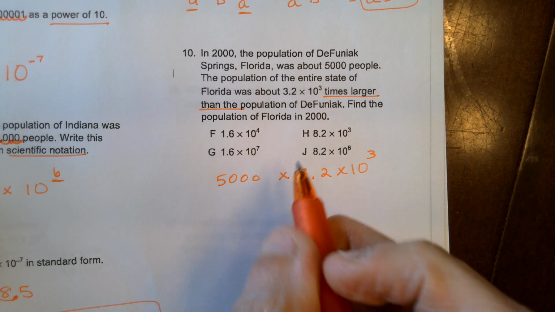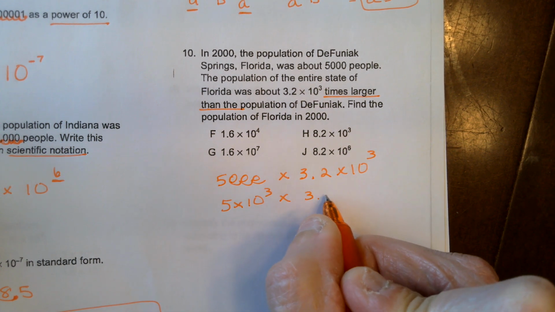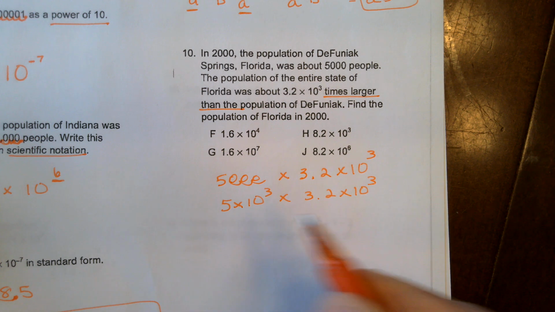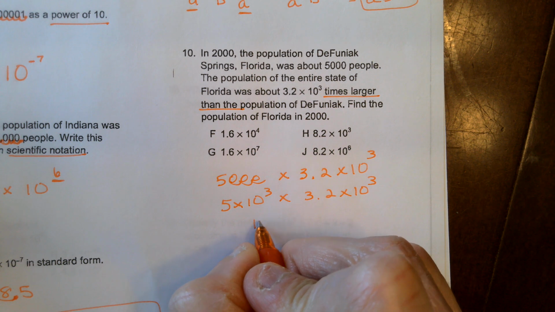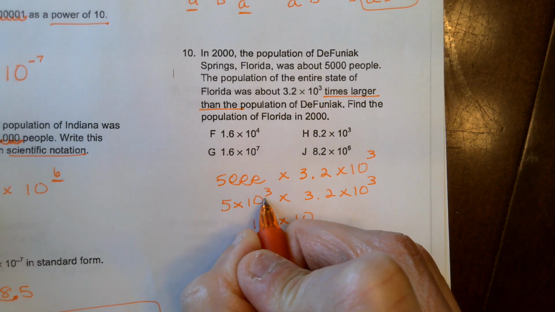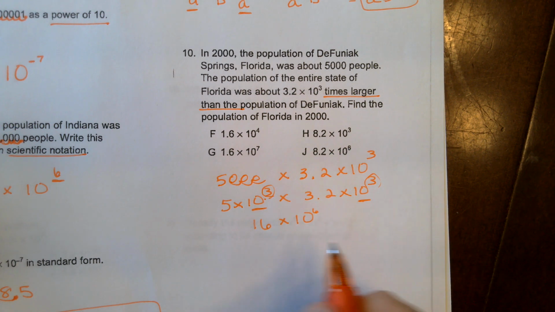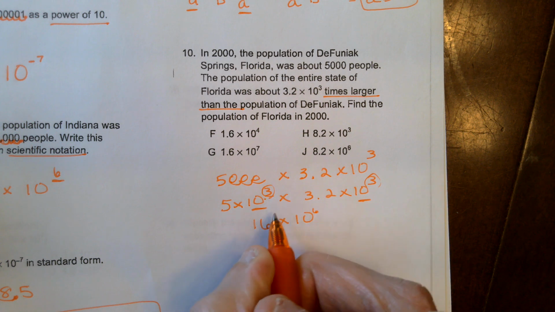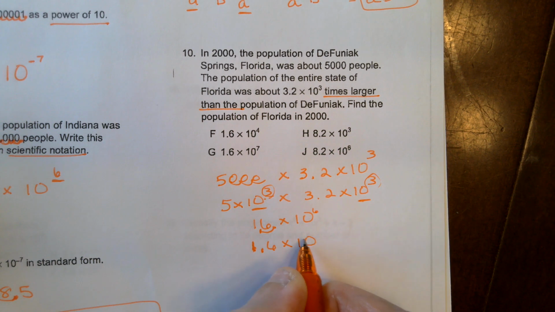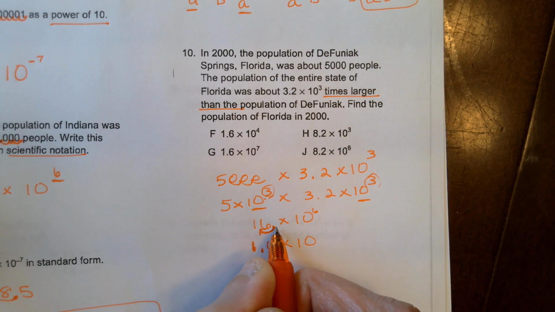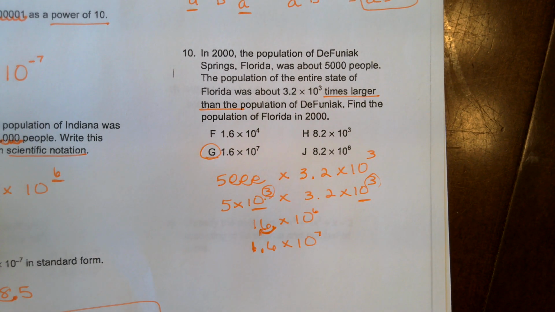So again, I want to move this to scientific notation, 5 times 10 to the third, so that I can combine like terms. 5 times 3.2 is 16, and times 10 to the... two bases, add the powers, 10 to the 6th. This is not scientific notation. The decimal goes here, so slide over one spot. 1.6 times 10 to the... 16 to 1.6 got smaller, so the exponent gets bigger. 1.6 times 10 to the 7th.